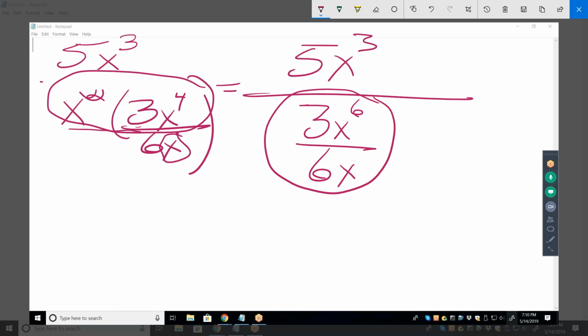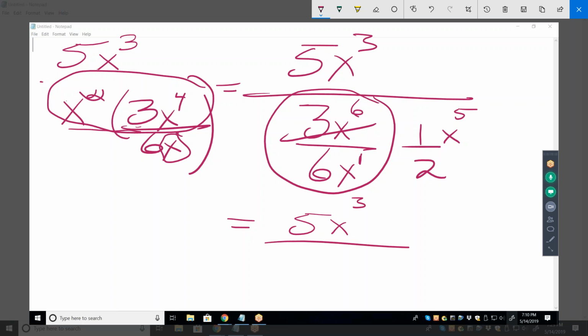Alright, that becomes 2 over 1 over 2x. Alright, so it would be x to the 6th over, actually, 2x to the 5th. Because there's a little 1 right there. It's not written. And I'm dividing, so I'm subtracting exponents. So 1/2 x to the 5th is the same as that. Now I got this: 5x to the 3rd in the numerator divided by 1/2 x to the 5th.